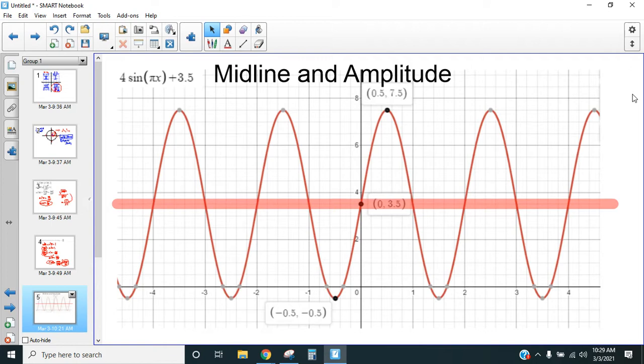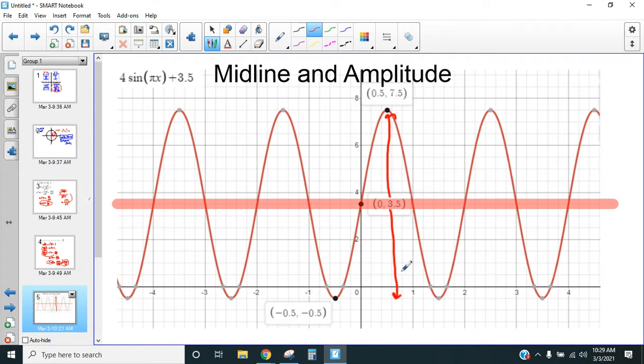All right, so we can still see where that point is, right? 0, 3.5. That's the midline. The midline is exactly halfway in between here and here, all the way down to the bottom. It's symmetrical. Every cosine and sine graph is symmetrical that way. It's the same distance from the middle to the top as the middle to the bottom. We can just see on the graph what the midline is here. It's 3.5.